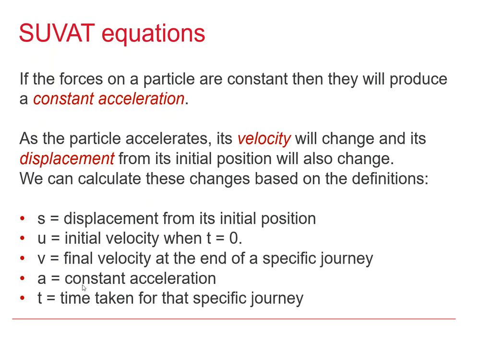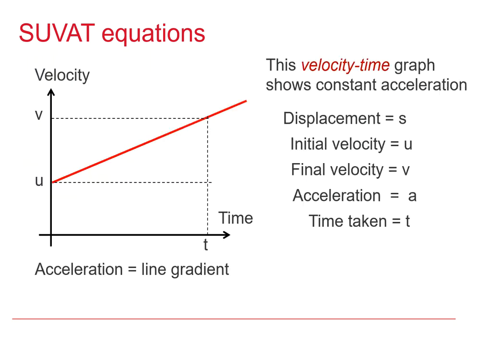a is the value of the constant acceleration. Often that will be the same as the acceleration due to gravity, so 9.8 meters per second squared downwards, but not always. And t is the time taken for that specific journey, or the time at which the values of s and v have the values which we're assigning to them. And obviously the reason for these things being called the SUVAT equations, as we'll see in a moment, is because those letters spell the word SUVAT.